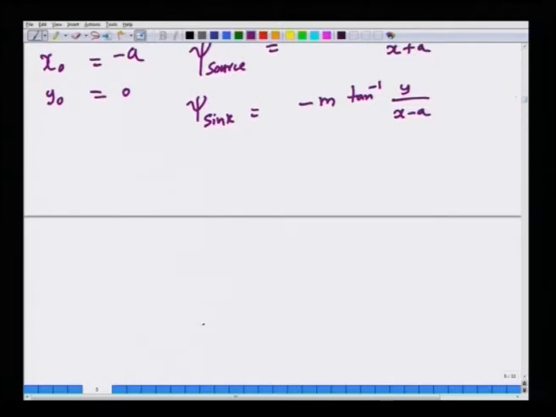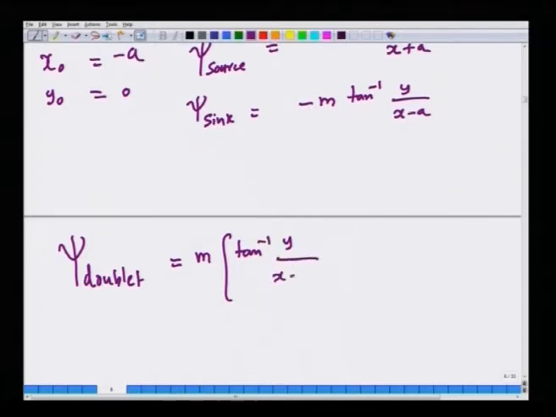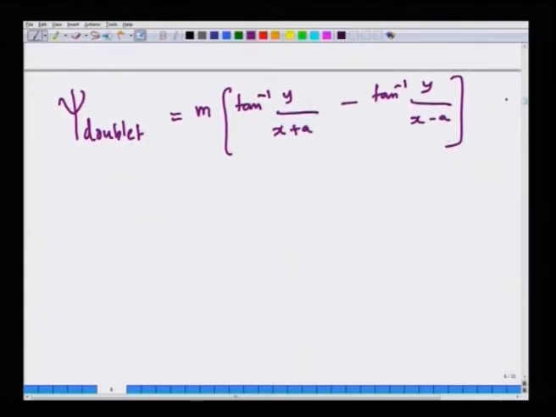Okay. So, psi doublet, which is essentially a superposition of these two, is m times tan inverse of y divided by x plus a minus tan inverse of y divided by x minus a. Okay. So, by linearly combining the two solutions for psi source and psi sink, we have easily obtained the solution for a doublet. Now, we want to take the limit.